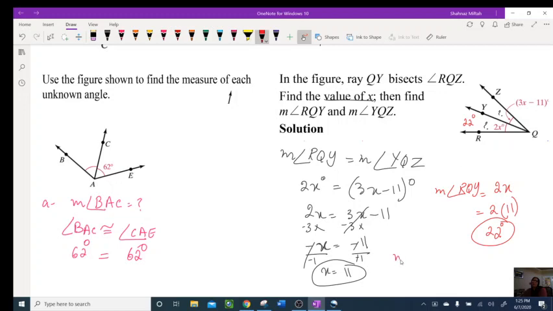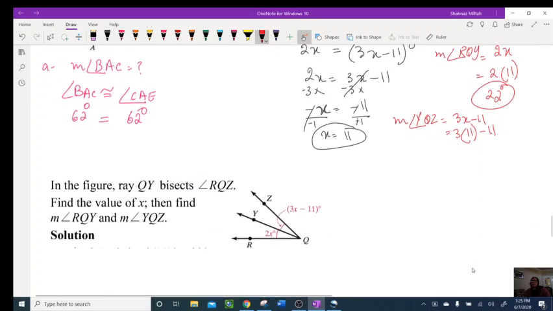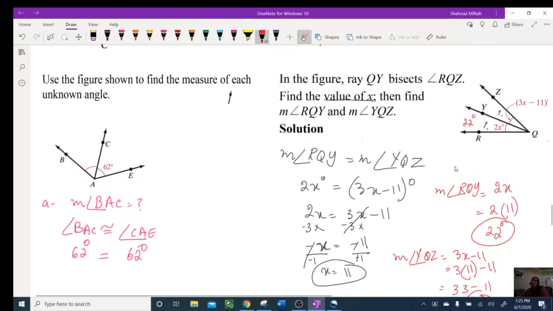Let's try another one. The measurement of angle YQZ is equal to 3x minus 11. I'm going to plug in 11 for x, and we will get 33 minus 11, which will give me 22 degrees. And we already knew the other one has to be 22 because of this arc, they are just one arc and they are congruent. So the answer is 22 for both of them.